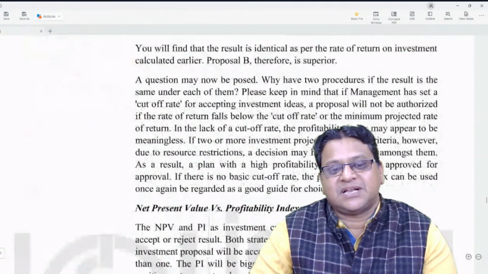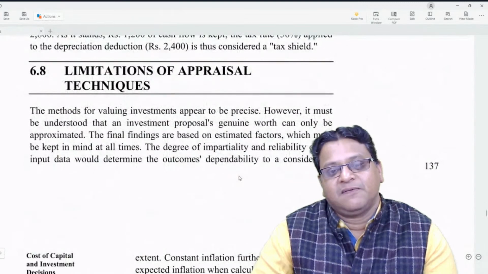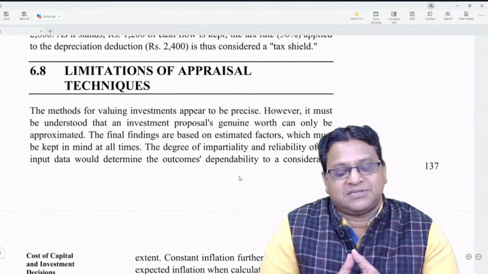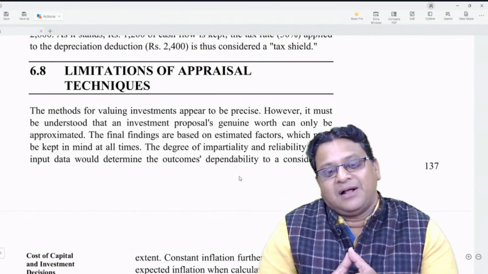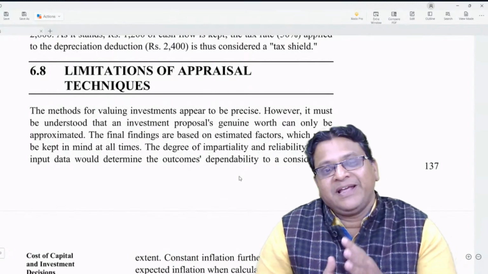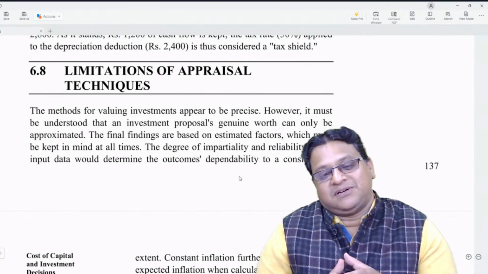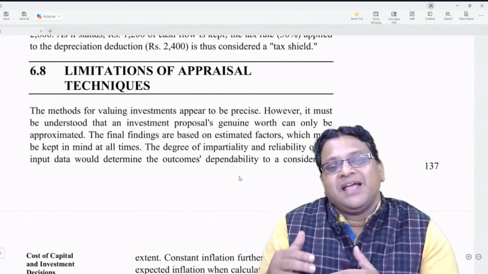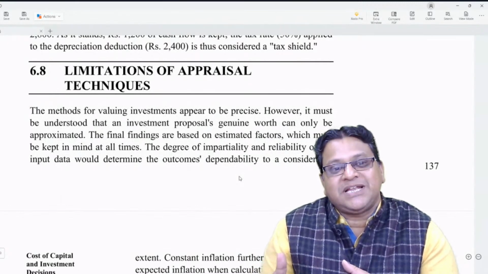So, in today's class, we have discussed different methods of capital budgeting. What are the different methods? We have discussed traditional methods. We have discussed modern methods. The traditional methods are simple methods, but the modern methods are complex methods. Traditional methods do not consider time value of money, but modern methods consider time value of money. Hence, traditional methods are not scientific, but as they are simple, they are very popular methods. The modern methods are a bit complex, but those are scientific methods. A finance professional should follow the modern methods for appraising capital budgeting decisions.